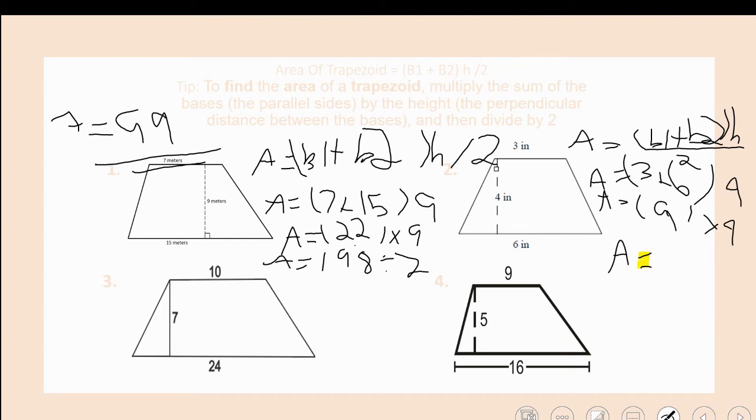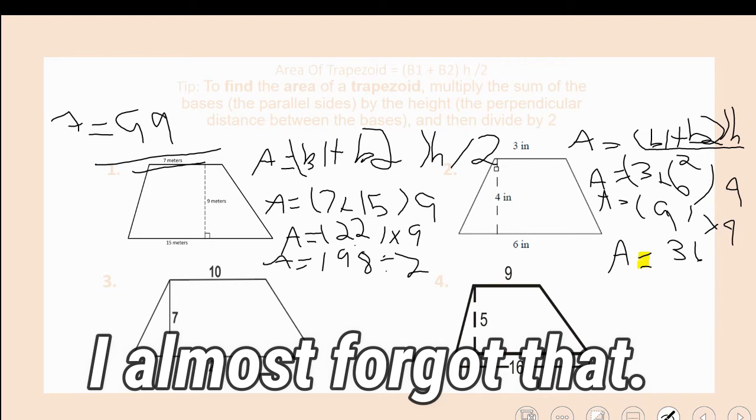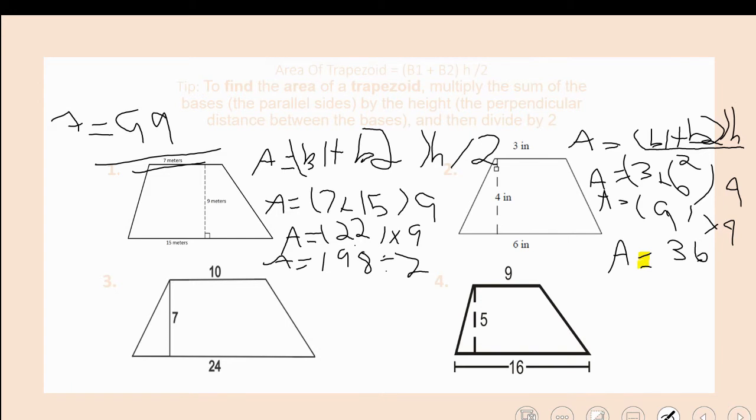9 multiplied by 4 equals 36. Sorry, I almost forgot that. So, 36. We can't just go to question number 3 without dividing it by 2. That's the most important part. You can never forget that, ever.